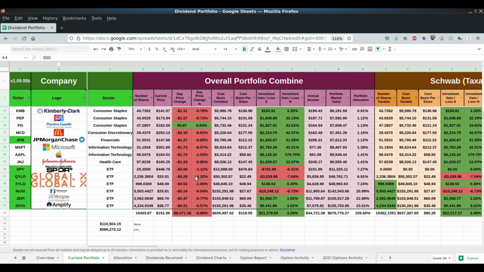And then we scroll down here. Here is all of the income ETFs right here. We got QYLD right here. We got XYLD right here. We got NUSI right there. We got JEPI right here. We have DIVO. So pretty much a lot of those in that list there.